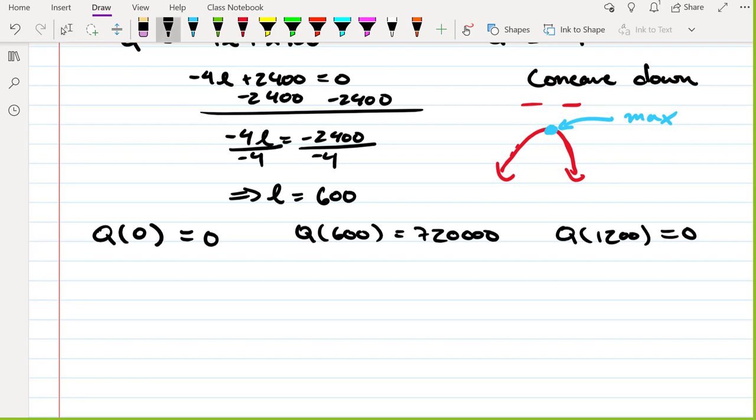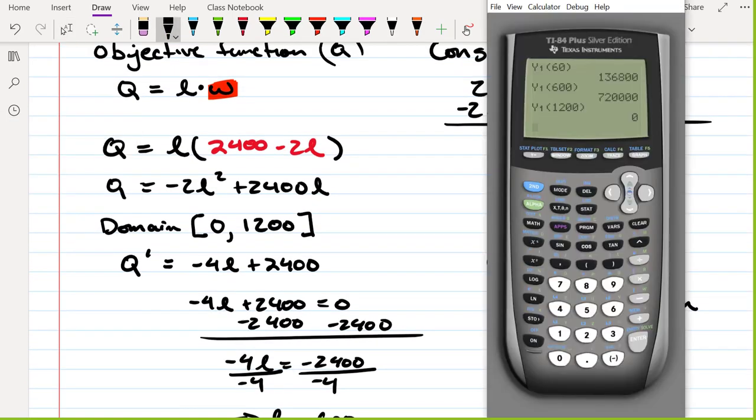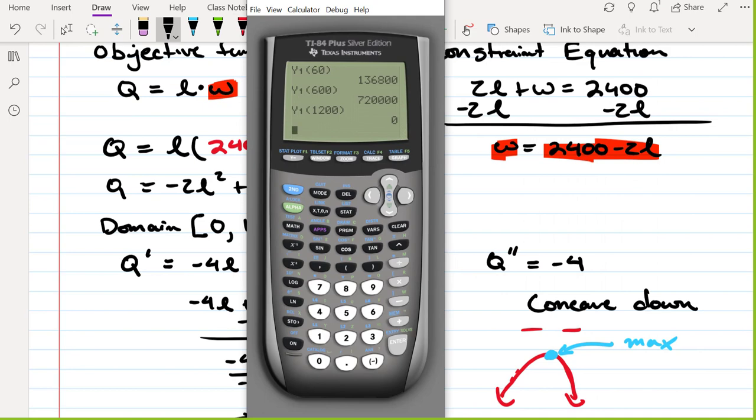So we know these two things. The max area is 720,000 square feet, and we know that the length, L, is 600, but what would the width be? Well, there's a couple of different ways we can get the width. We could just plug into this formula right here, because that's our formula for the width.